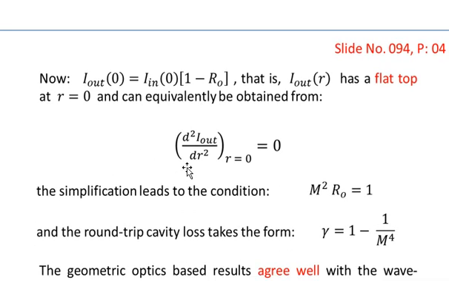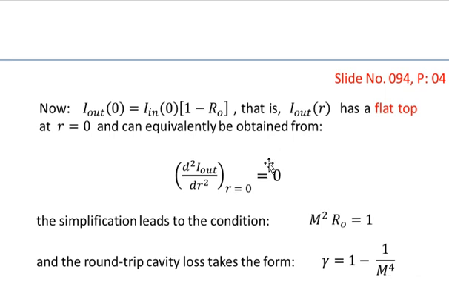If you take the double derivative of I_out with respect to r, that is d square I_out over dr square, and evaluate this double derivative at r equal to 0 and set it equal to 0, you can get a solution of I_out at r equal to 0, that is, at the center of the beam. So the information at the center of the beam can be obtained, that is, what intensity is incident on the mirror at the center and what intensity will leave through the mirror, forming an output beam.